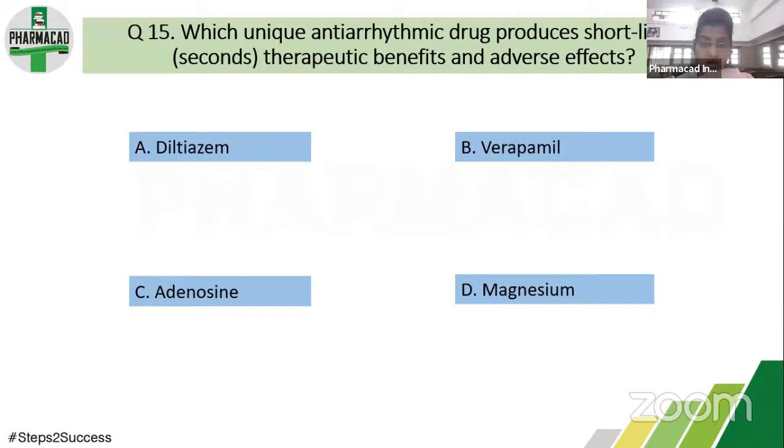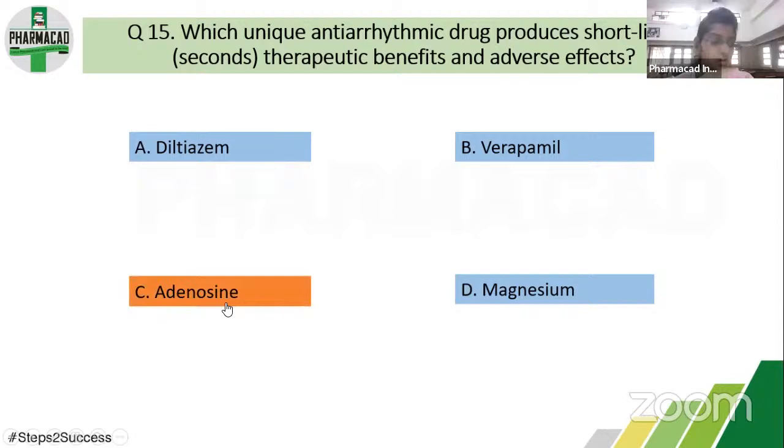So the next MCQ is, which unique antiarrhythmic drug produces short-lived therapeutic benefit and adverse effects? So short-lived here means within seconds. So if you see the antiarrhythmics, verapamil belongs to calcium channel blockers and diltiazem also belongs to the same class. Here, magnesium is given as an add-on therapy when no other drug is working or in a very severe condition. But here, a drug called adenosine.